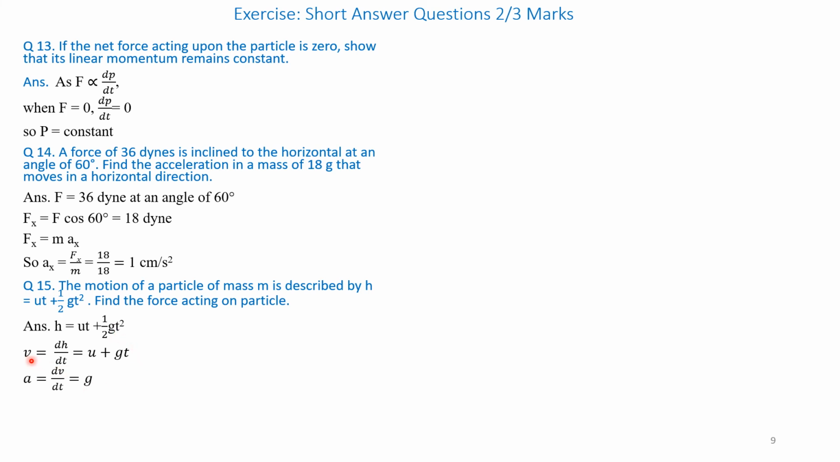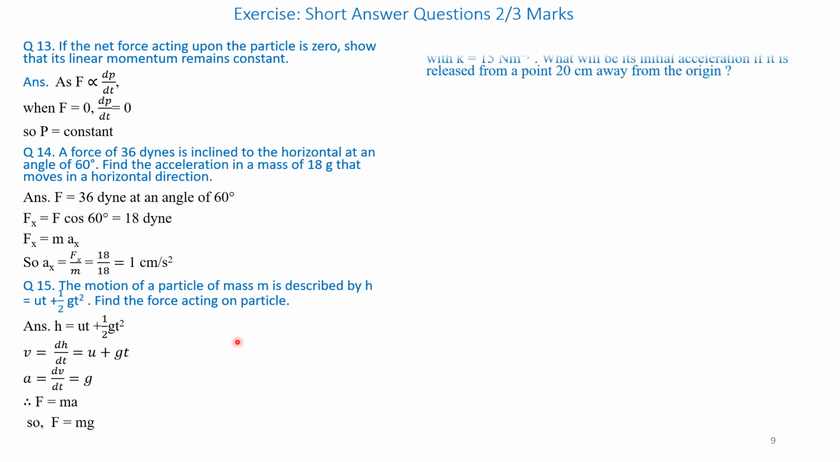Therefore, again differentiating, we get a is equal to dv by dt, where v is the velocity. Differentiating, we get a is equal to g. Therefore, F is equal to m into a. So, substituting the value of a equals g, we get F is equal to mg.